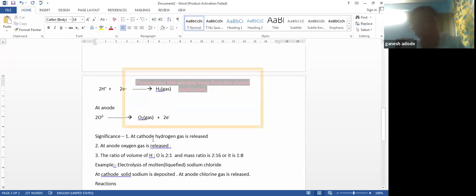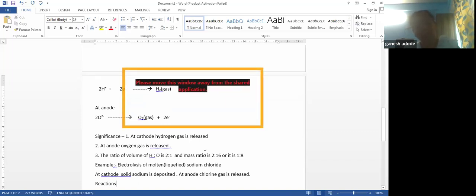हमने रेशो देखा. वाटर मॉलिक्यूल itself, it is containing the volume ratio of hydrogen to oxygen as 2:1, while the mass ratio is 1:8, and in that proportion only the gas is to be collected.